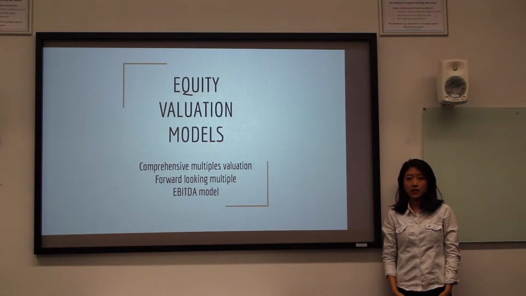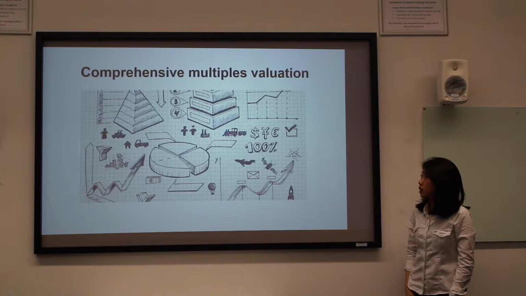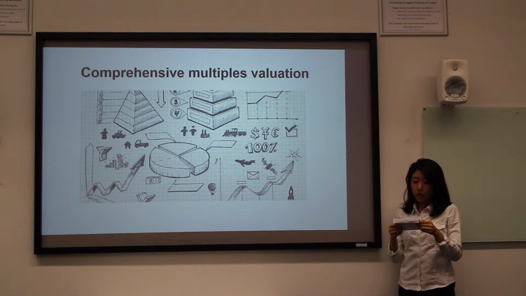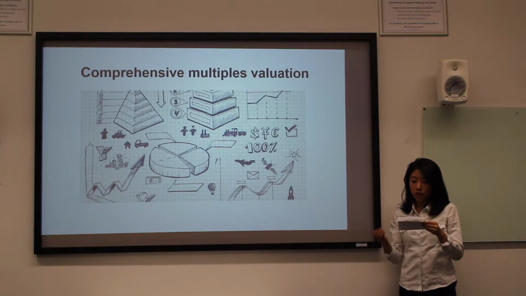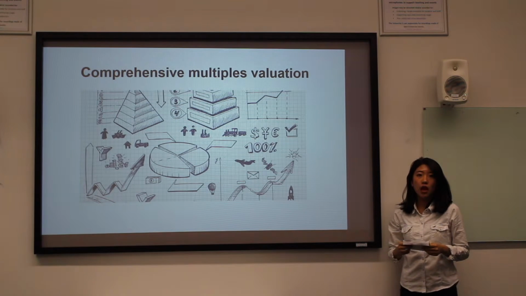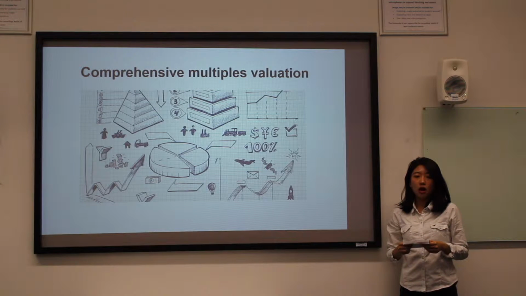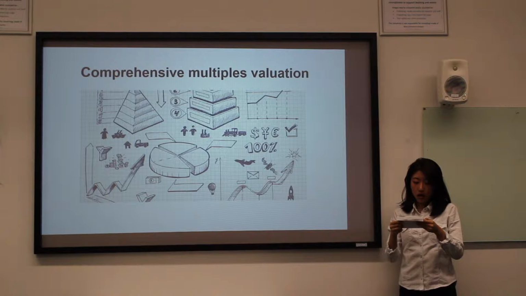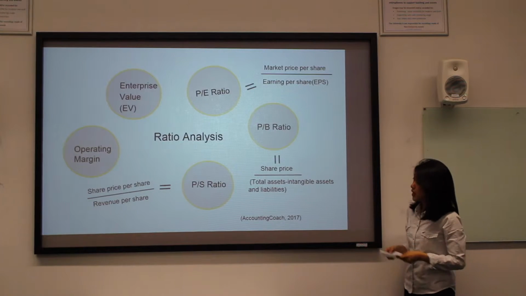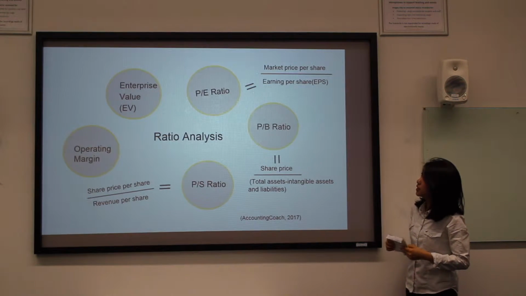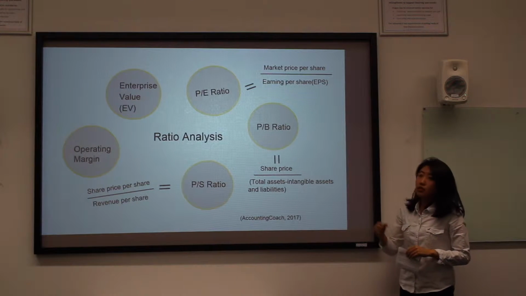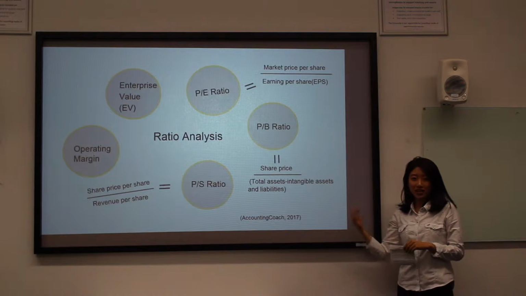Thanks, Cassie, for the basic information. Now I will move on to the analyst models. Today I want to talk about comprehensive multiple valuations. According to Damodaran, the objective of the multiple valuation method is to determine a firm's equity value based on how the market prices comparable firms or sometimes comparable transactions. The ratio analyses, as you can see on the slides, are very frequently used, and the formulas on the slides show how to calculate them.